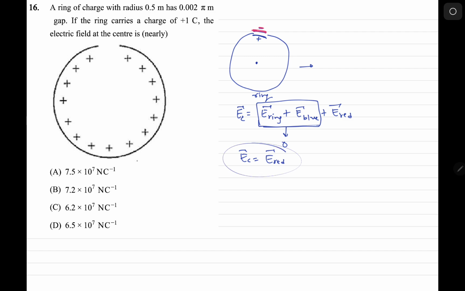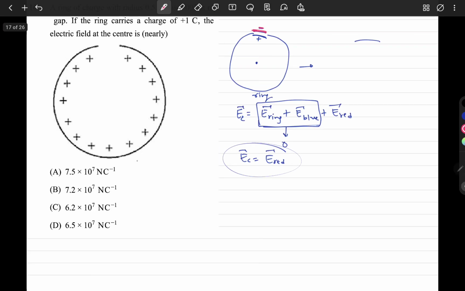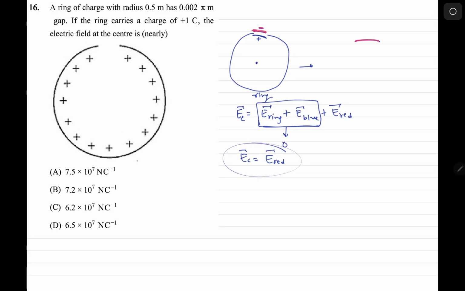Forget about everything else. Now you have a red element. I'll use the red color now. This is the red element, which has a minus lambda charge, negative charge density. We just need to find the electric field at the center. So here we use the electric field due to an arc shape. What is the formula there? Let's say it makes angle alpha. So the electric field is equal to k lambda by r into 2 sine alpha by 2.